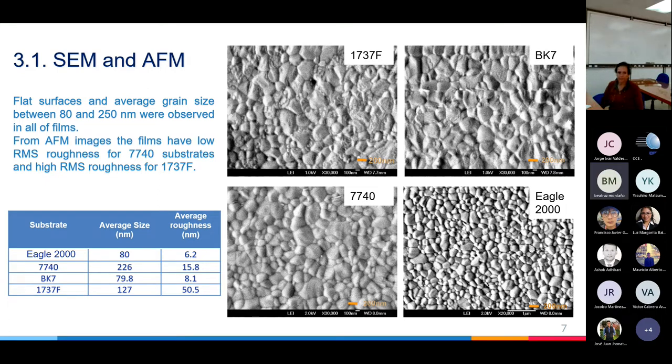First, to investigate the effect of the different substrates, the morphology by SEM and AFM was accomplished. We observed a flat surface and average grain size between 80 and 250 nanometers in all of the films. The grains of films deposited on 1737 and PK7 substrates are less well defined, presenting large pores, with average roughness of 50 nanometers and 8 nanometers respectively. As is well known, high roughness favors the oxidation. On the other hand, with the 7740 substrate, the grains are bigger and better defined, with an average roughness of 6 nanometers, while the Eagle 2000 substrate showed fully defined grains and a lower degree of oxidation, with an average roughness of 18 nanometers. Next slide, please.